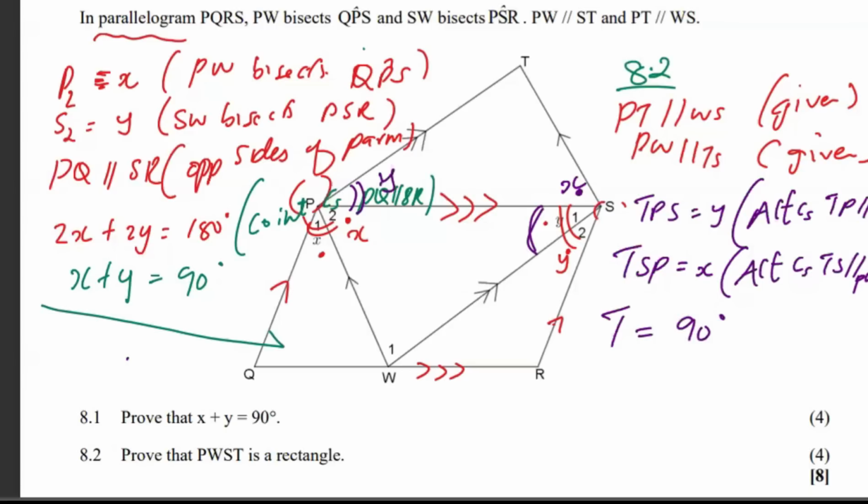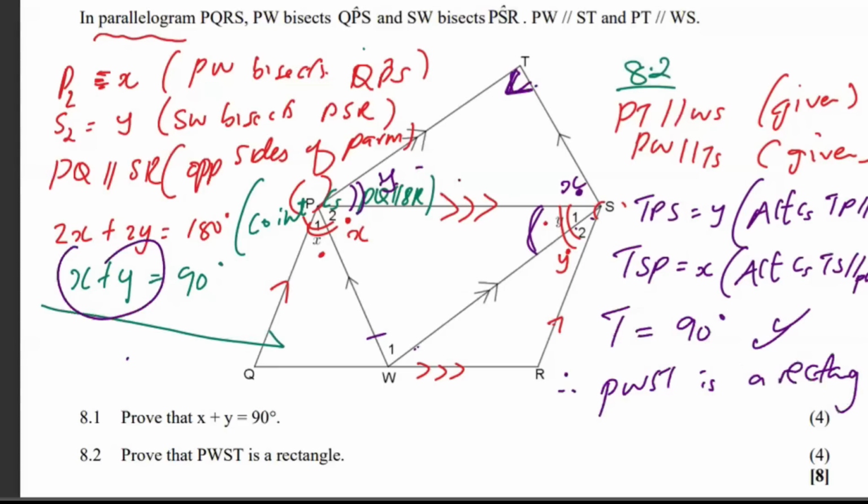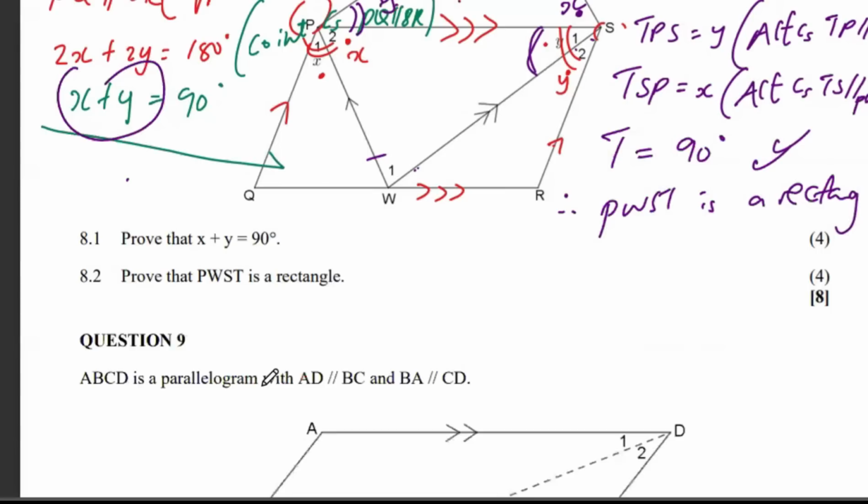Since T is 90, remember we said X plus Y must give us 90 from the previous question. So 90 plus 90 must give us 180, the angle sum of this particular triangle. For as long as we have a 90 somewhere, definitely all of this is going to be 90 because the lines are automatically parallel. So for as long as we prove just one 90, we draw the conclusion that PWST is a rectangle. You can use either the 90 degrees or the opposite sides being parallel.